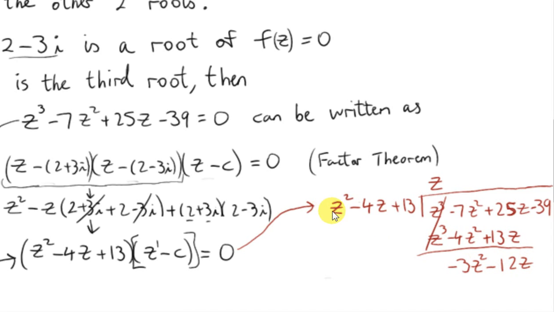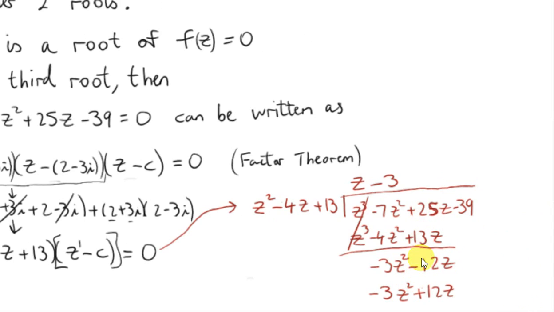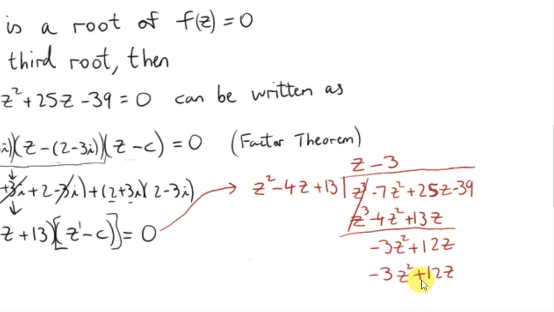Now we start dividing again. This time we divide z squared into minus 3z squared to get minus 3, and hopefully this is the result. Minus 3 by z squared is minus 3z squared. Minus 3 by minus 4z is plus 12z. 25 minus 13, this should be a plus. Let's bring down the minus 39 here, forgot about that. Minus 3 by plus 13 is minus 39. Subtracting gives us 0, and that's what we want.